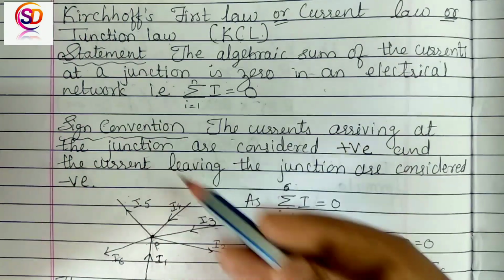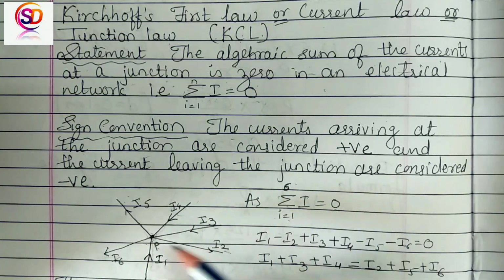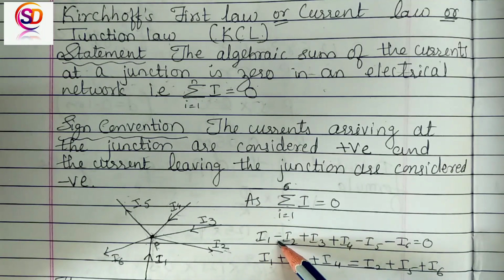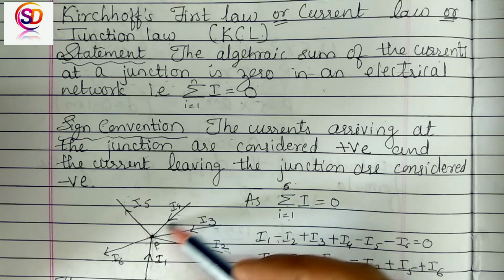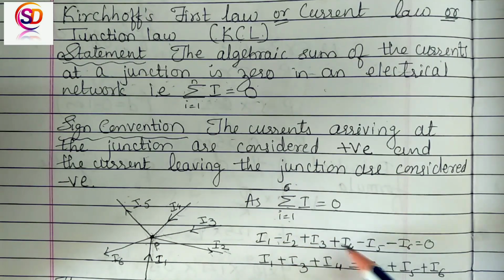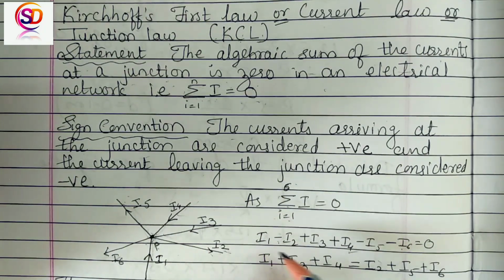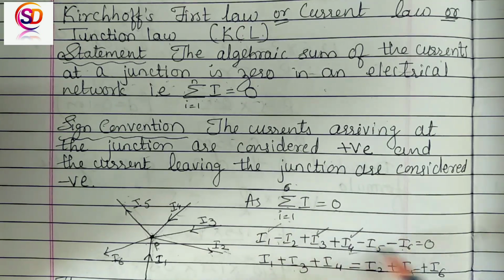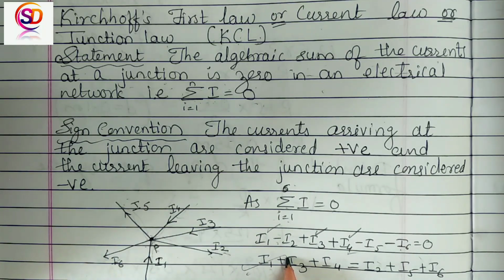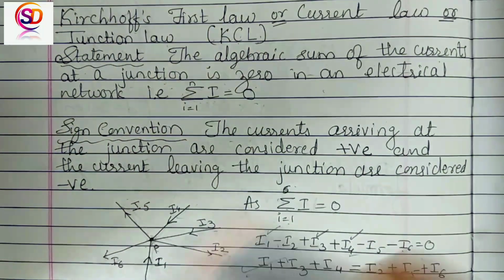So according to the sign convention, I1 is coming towards the junction, so it is positive. I2 leaving from the junction is negative. I3 coming to the junction is positive. I4 coming to the junction is again positive. I5 leaving the junction is negative. I6 also leaving the junction is negative. If you collect positive currents on one side and negative currents on the other side, in short you can state Kirchhoff's first law like this also.